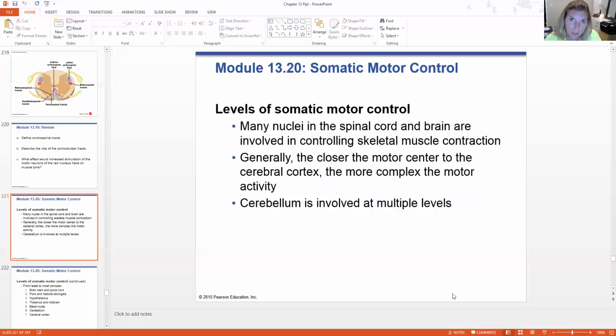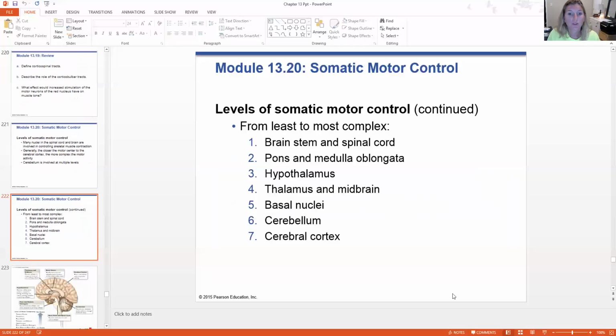So obviously there's many nuclei within the spinal cord and the brain, and they're all involved, not all of them, but many of them are involved in controlling the skeletal muscle contractions. The closer the motor center is to the cerebral cortex, the more complex the motor activity is. So the cerebellum is involved in multiple levels. Let's look at some of the least to most complex.